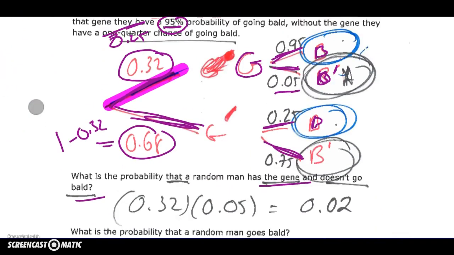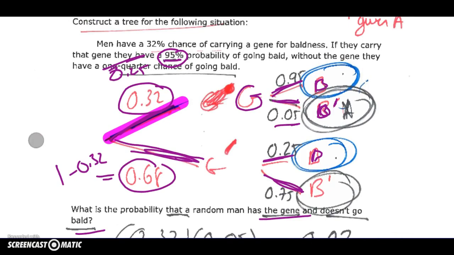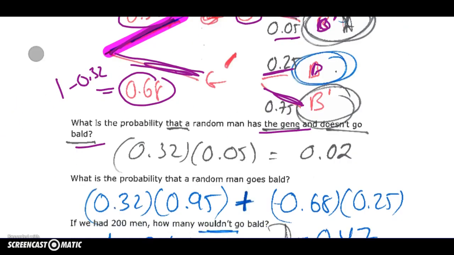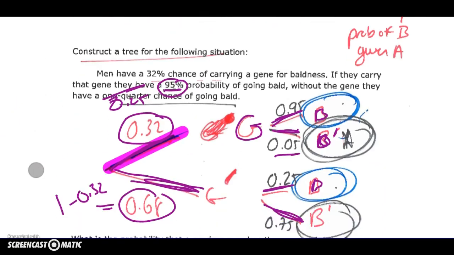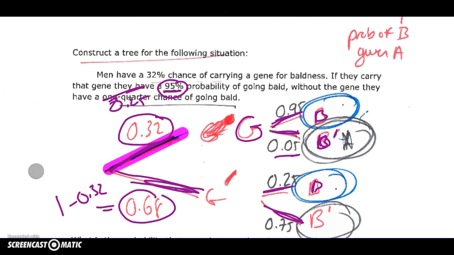Next up, the next question was choosing a man at random. What is the probability that this man is bald or not bald? Let me see. Forget the question. Is bald or goes bald? Okay, so here, let's figure that out. Let me fix this up here. Here, I want to go bald. Okay, I'm looking to go bald here. Who goes bald? This guy goes bald, and this guy goes bald.